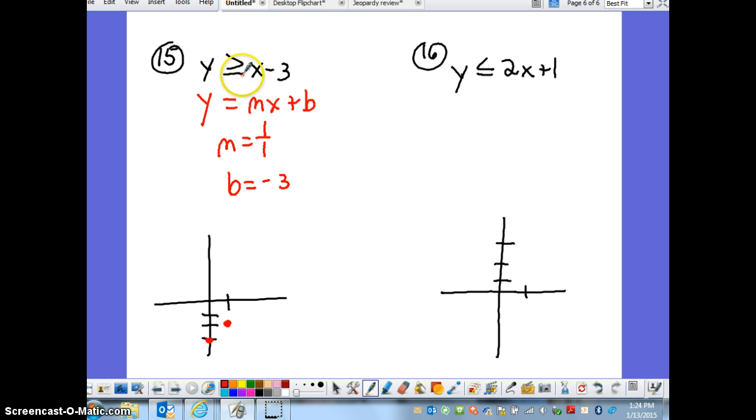This time this is going to be a solid line because it does have the equal to piece. So this is going to be a solid line coming through. Shading, since it says it's greater than, that means it's going to be everything above.